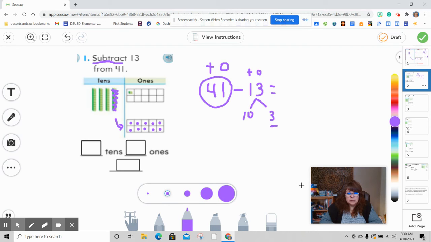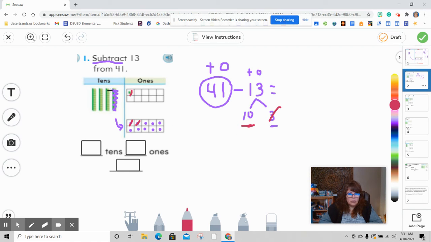But remember, boys and girls, we always go by the lonely one. We have one lonely one here, so we go 1, 2, and 3, and then I stop. But I'm not done. I took away the 3, but now I have to take away the 1 ten, remember?